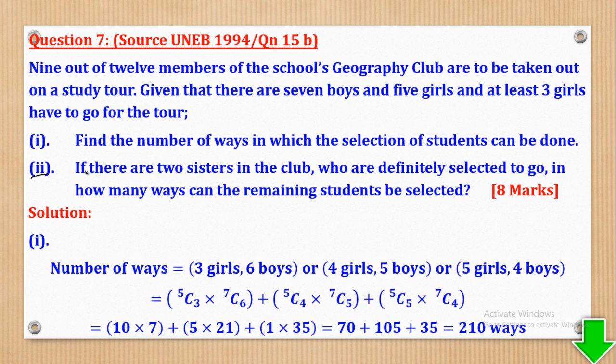Then Roman 2, if there are two sisters in a club who are definitely selected to go, in how many ways can the remaining students be selected? So two girls have to go.